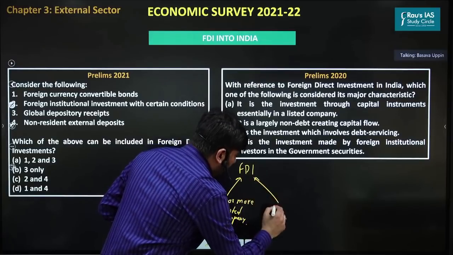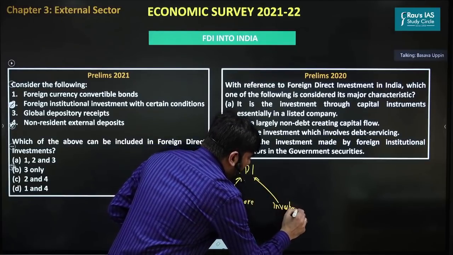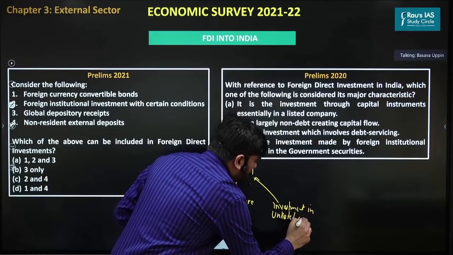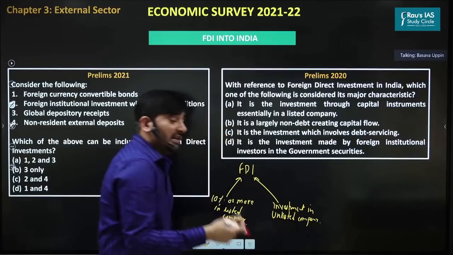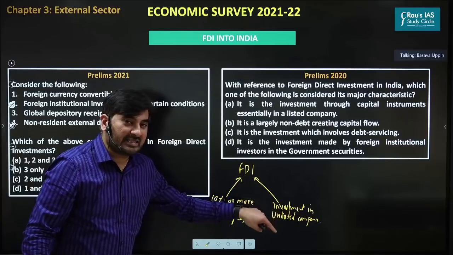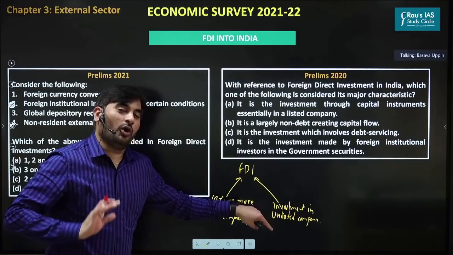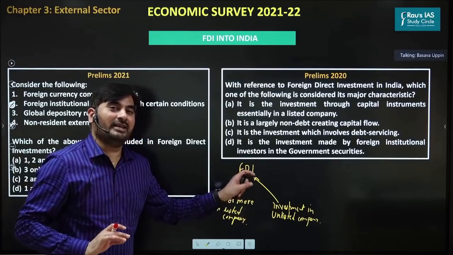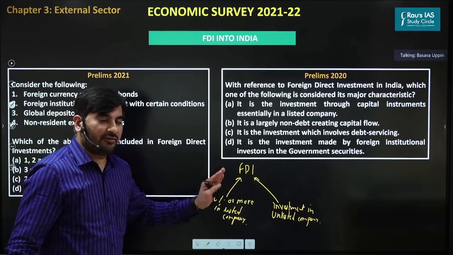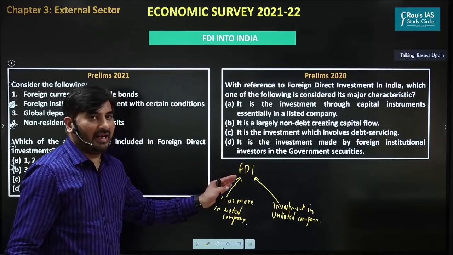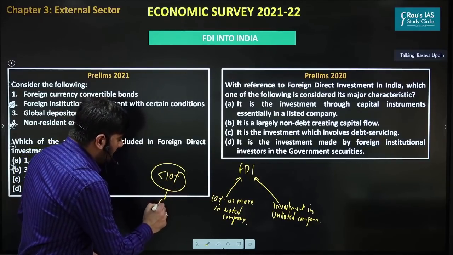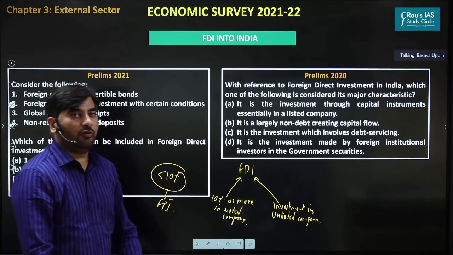And if it makes an investment in an unlisted company, that is a company which is not listed on the stock exchange, irrespective of how much investment it is making, I repeat, irrespective of how much investment it is making in the unlisted company, it will always be treated as foreign direct investment. So in a listed company, if it is making an investment of 10% or more, we call it FDI. If it is making an investment of less than 10%, then we call it FPI, foreign portfolio investment.